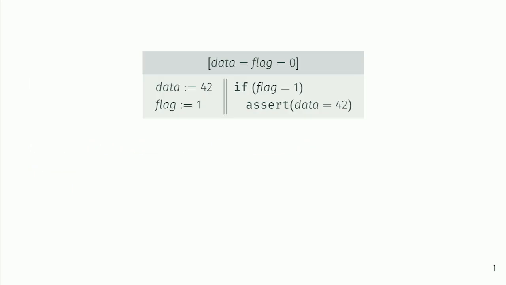So this is the message passing example. I have two threads. This left thread is a publisher thread. The right thread is a subscriber thread. I have two shared variables, data and flag, initially being 0. And the publisher sets 42 to data and then sets a flag. The subscriber reads the flag and then ensures that the data that it read is 42.